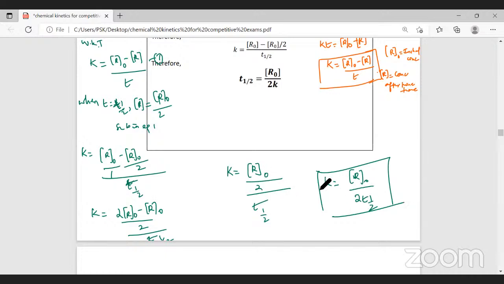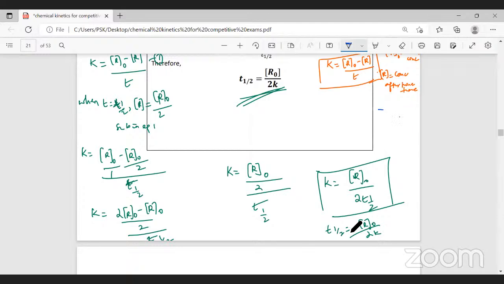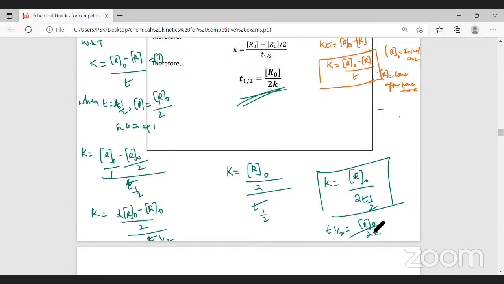So I can take T half to the left and K to the right side. We can write it as T half is equal to R naught by 2K. This is the relation between half-life period and rate constant of what order reaction? Zero order reaction. You should know these derivations and formulas to work out the problems.